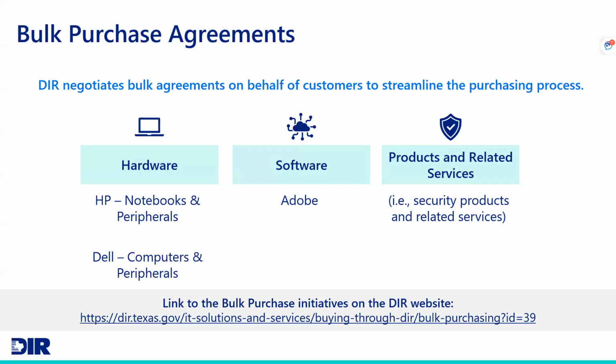So right now we've got good deals going with HP and Dell for both computers, notebooks, and peripherals. So if y'all need to buy computers, right now is a pretty good time to do it. We've also got Adobe software on bulk purchasing right now as well.